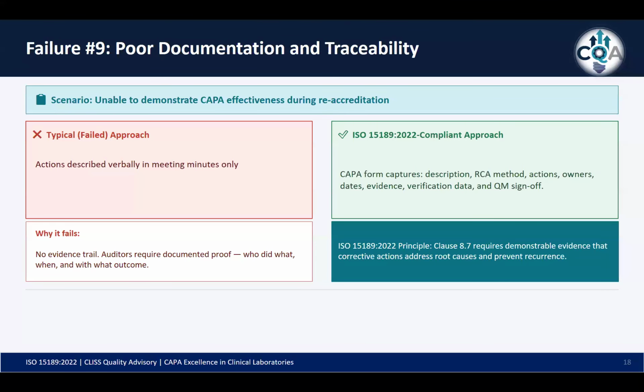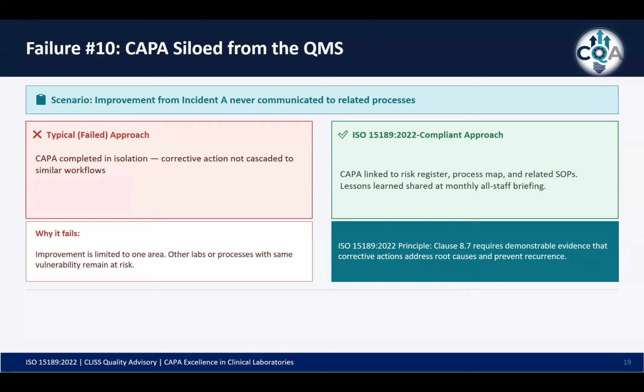And then poor documentation and traceability. Actions are described verbally in meetings only, but there's no evidence of trail, okay? And then you also have CAPAs, or non-conformance management, that is siloed from the quality management system. But remember, we said CAPA system is the connective tissue of your management system. So if you are doing this in isolation, you are not looking at your risk registers, you are not looking at other areas, you are bound to fail in your CAPAs.